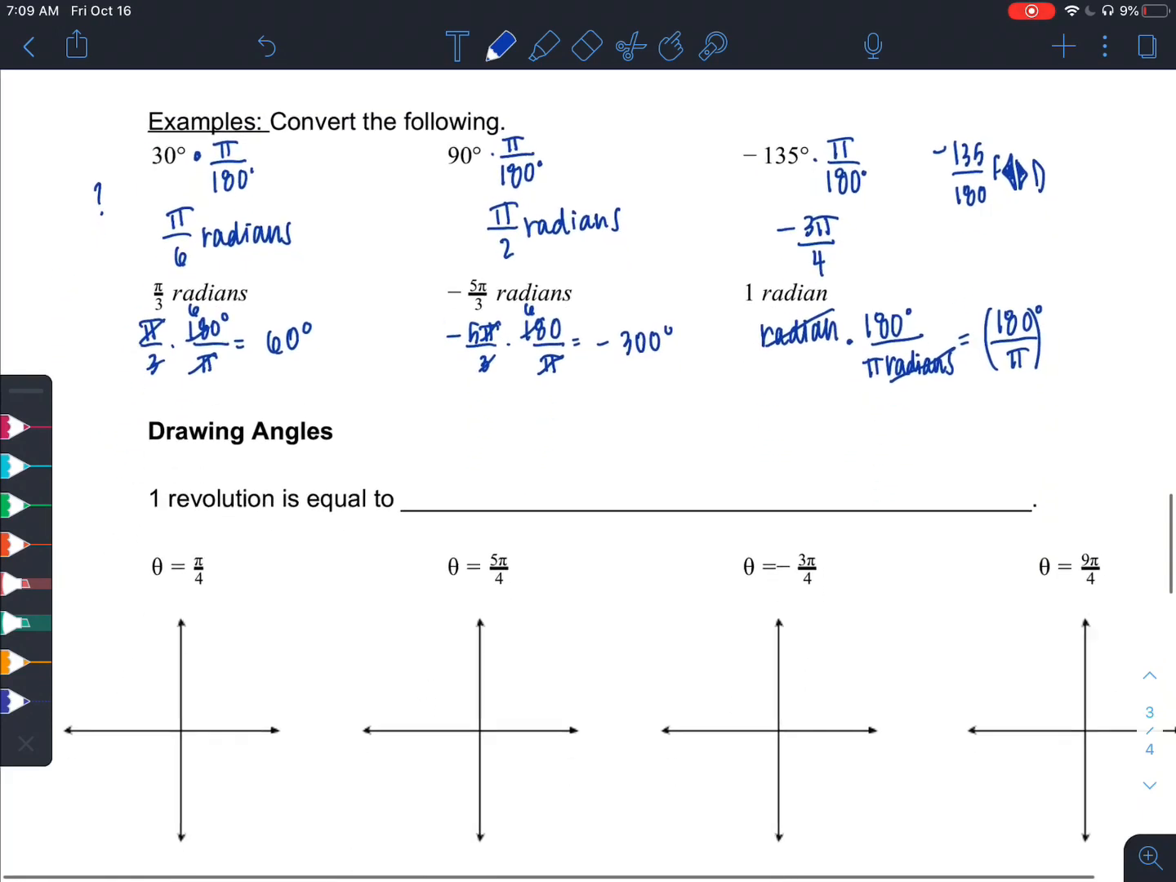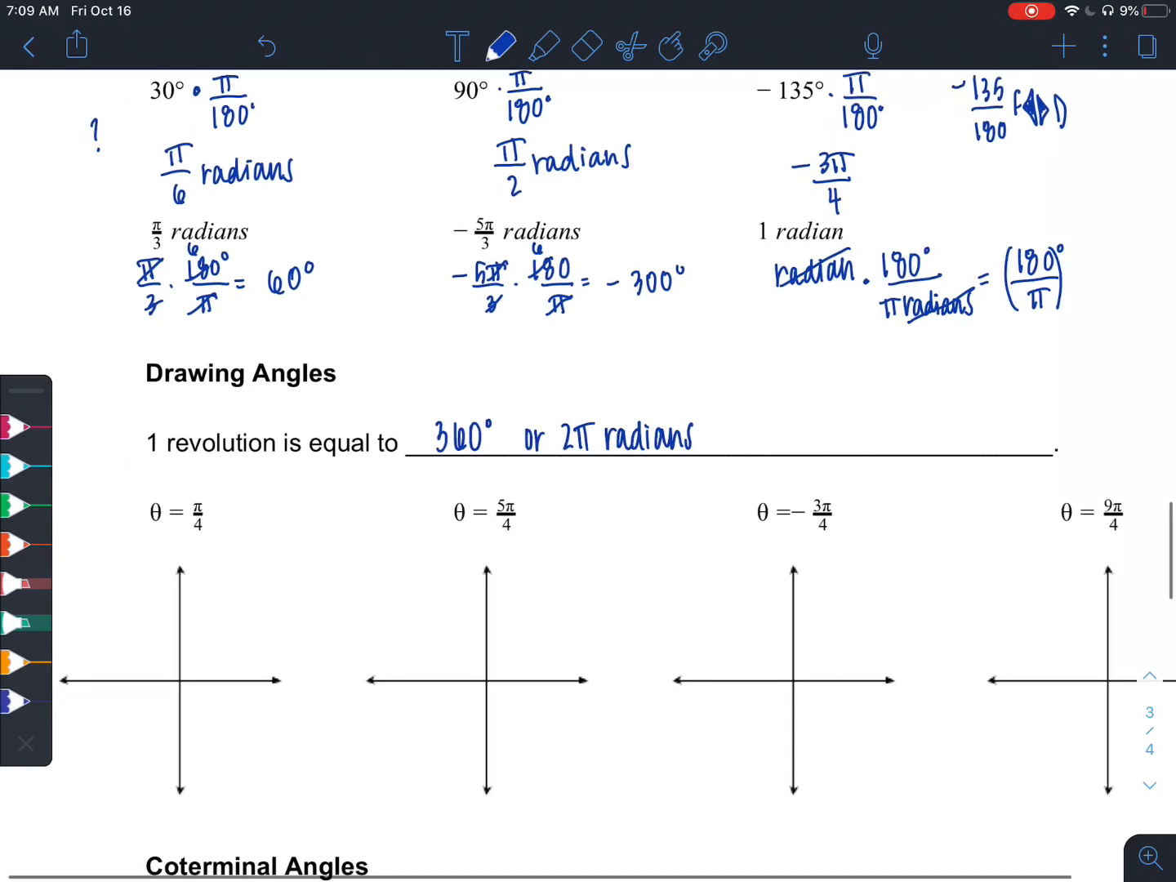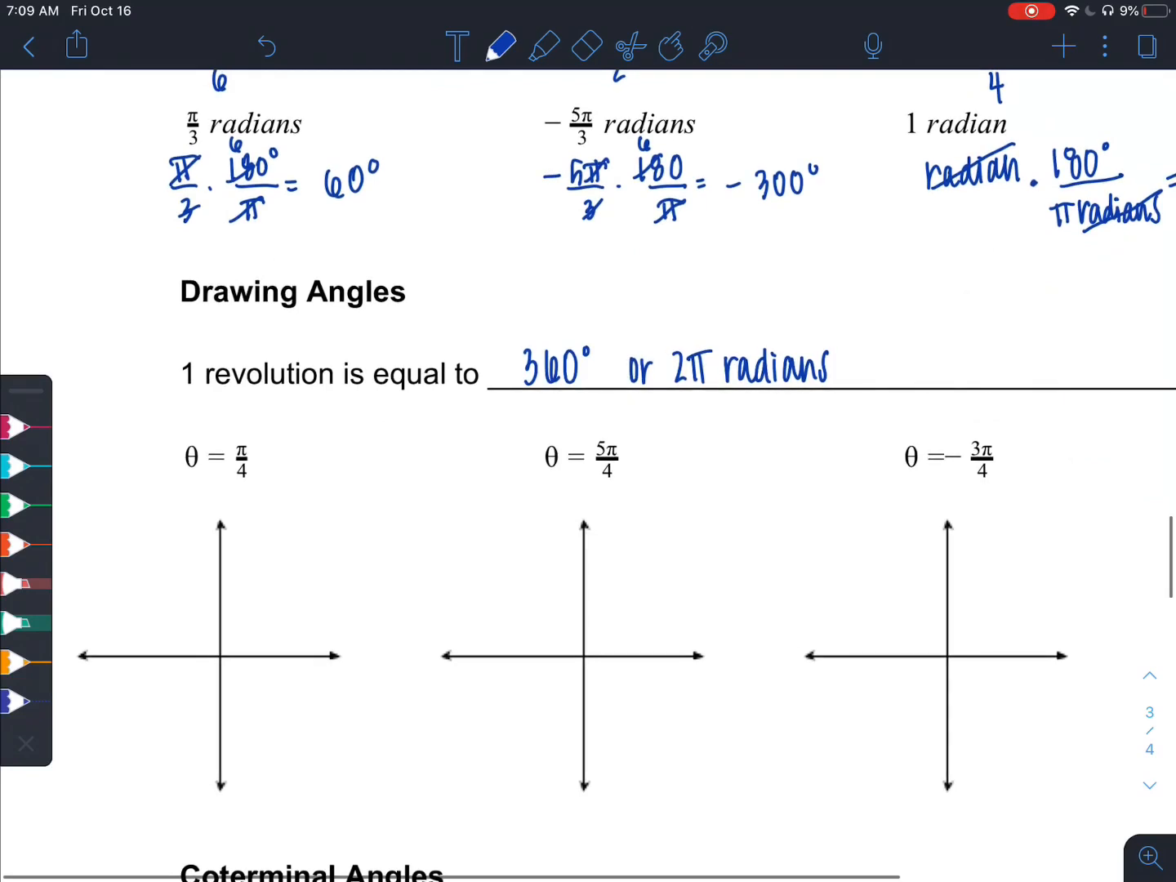Okay, so we're going to start drawing angles here. 1 revolution is equal to 360 degrees, or 2 pi radians. So when I'm graphing, I kind of have to know my unit circle a little bit. From here to here is 90 degrees. We kind of can see that. So we have 0, pi, 2 pi, 3 pi, and 4 pi.